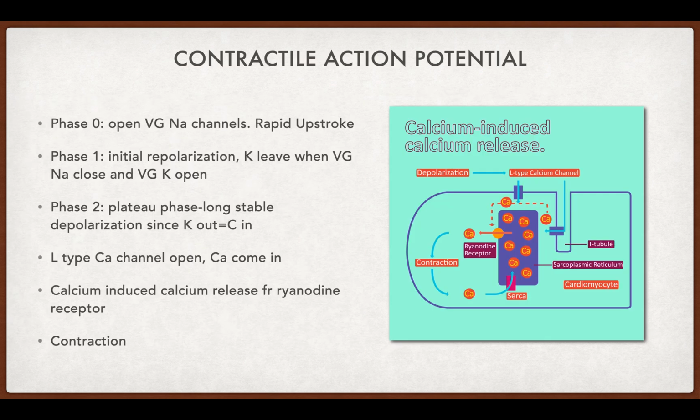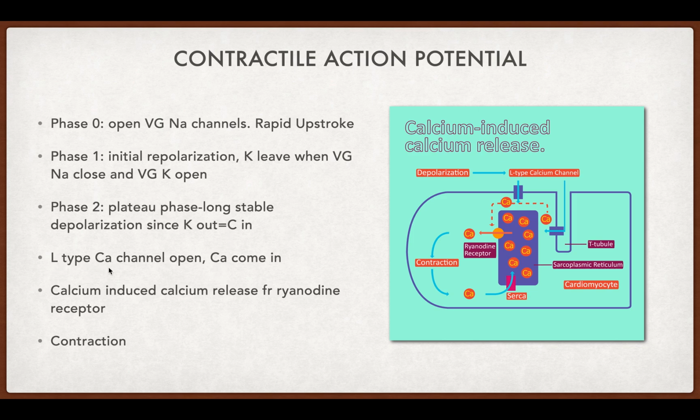So in the contraction cycle, phase 0 is going to be the rapid upstroke, and that is going to be your depolarization. And then phase 1 is going to be your initial repolarization. And phase 2 is going to be your plateau. Calcium in is equal to the amount of potassium going out. But remember, it's like a 2-to-1 ratio because calcium is 2 plus, potassium is only 1 plus.